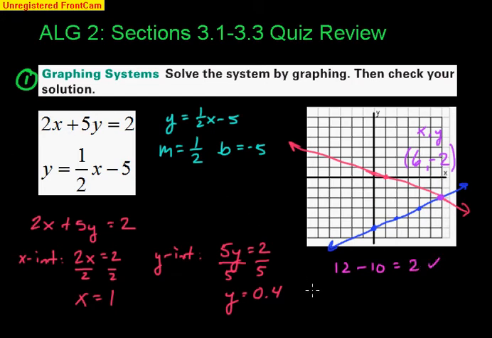Okay, plug it in the second one. Y is negative 2. Equals 1/2 x. Well, let's do this. 1/2 of x. X is 6. Half of x is 3. Minus 5. What's 3 minus 5? Negative 2. It works. Here is my solution. 6, negative 2.